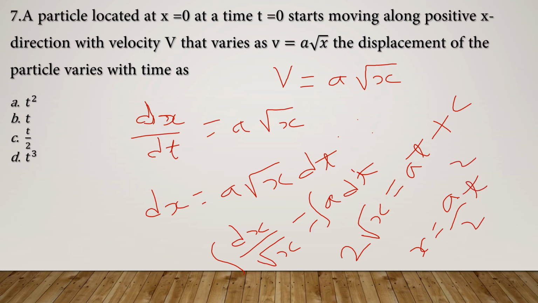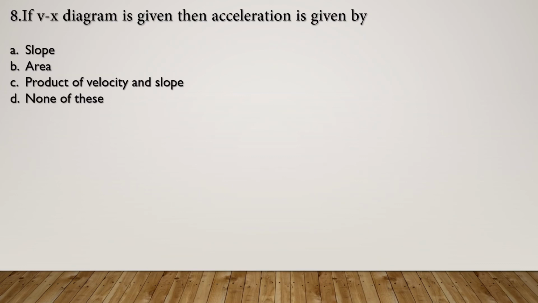This is the relation, and we can see that x, which is the displacement, is proportional to t square, because a and 2 are constants, which means that the displacement varies as t square. Option A is the correct option.